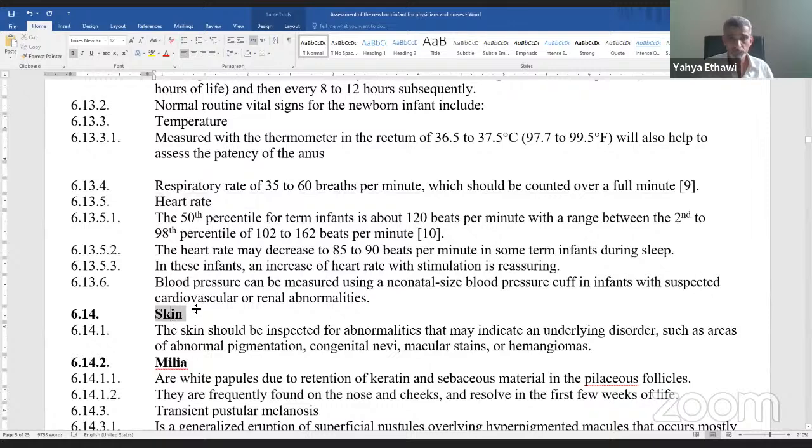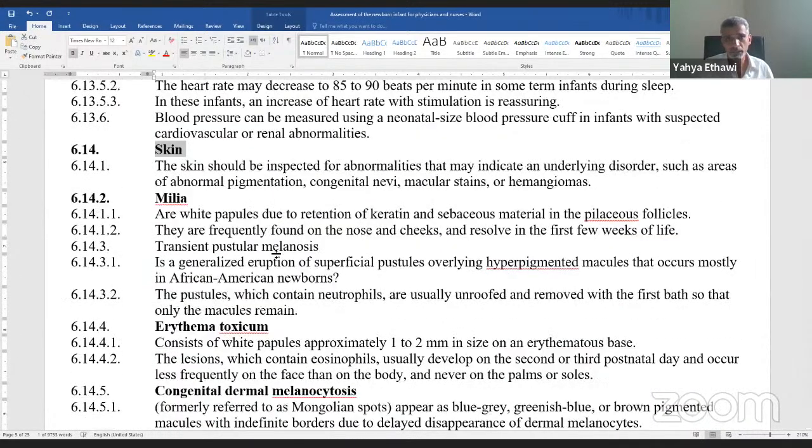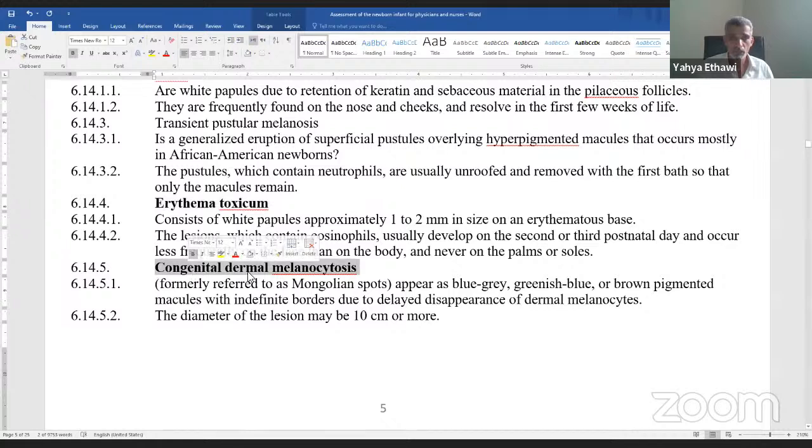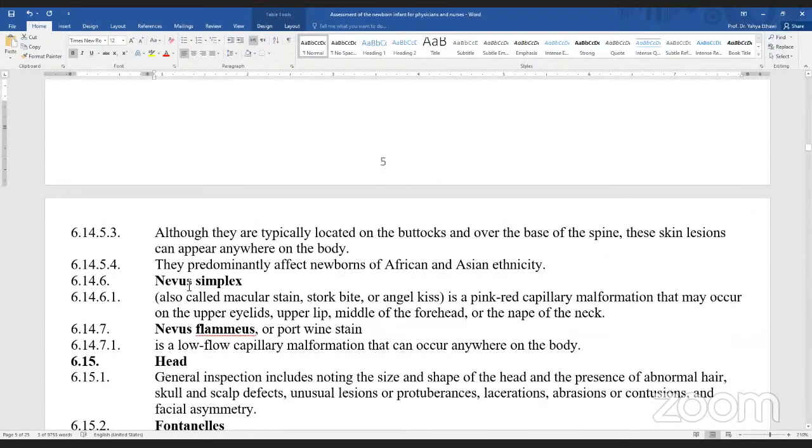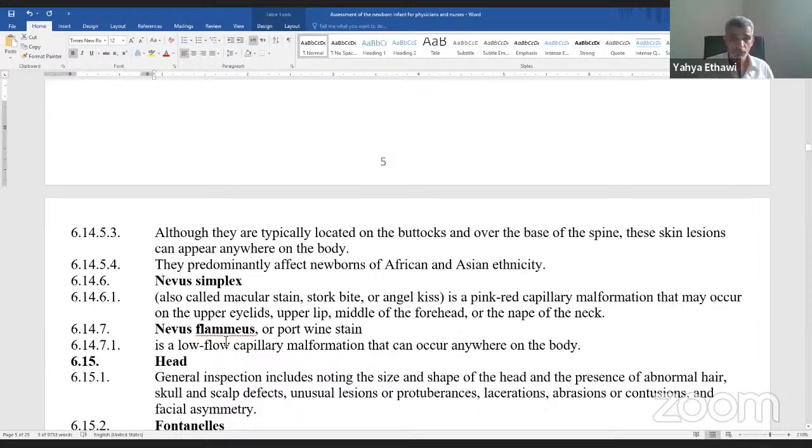Look at the skin, and there are many abnormal skin findings such as milia. You need to know what is milia, and there is erythema toxicum, and there is also congenital dermal melanocytosis. So these skin findings need to be mentioned and clearly communicated with the nurses and the mother, because it can cause lots of distress and issues if not clarified to the parents. Nevus simplex also, nevus flammeus.